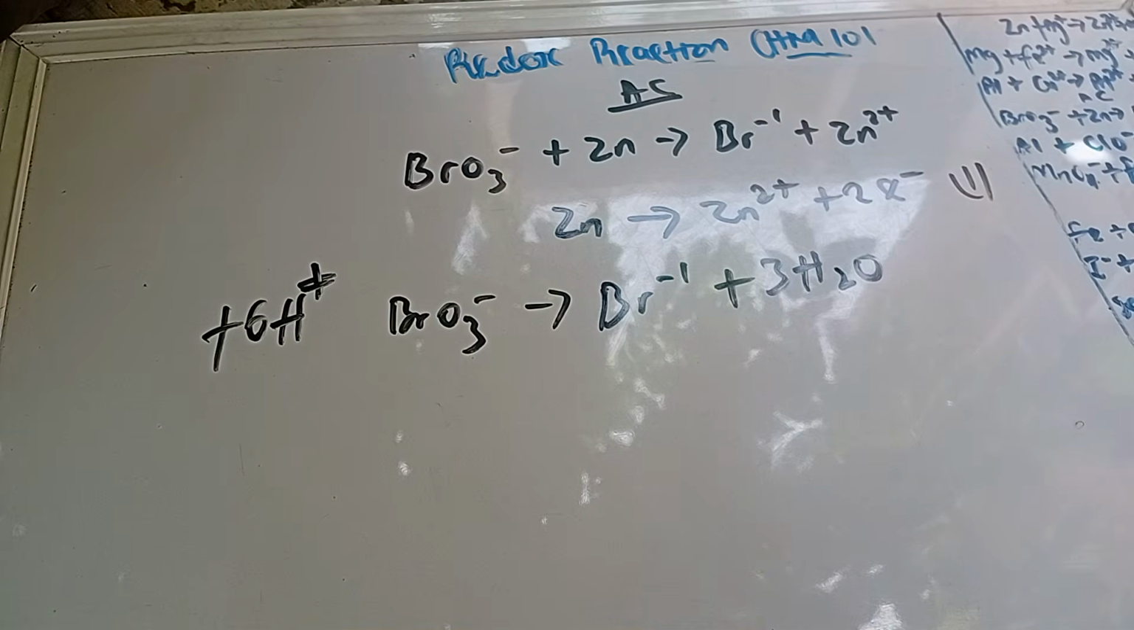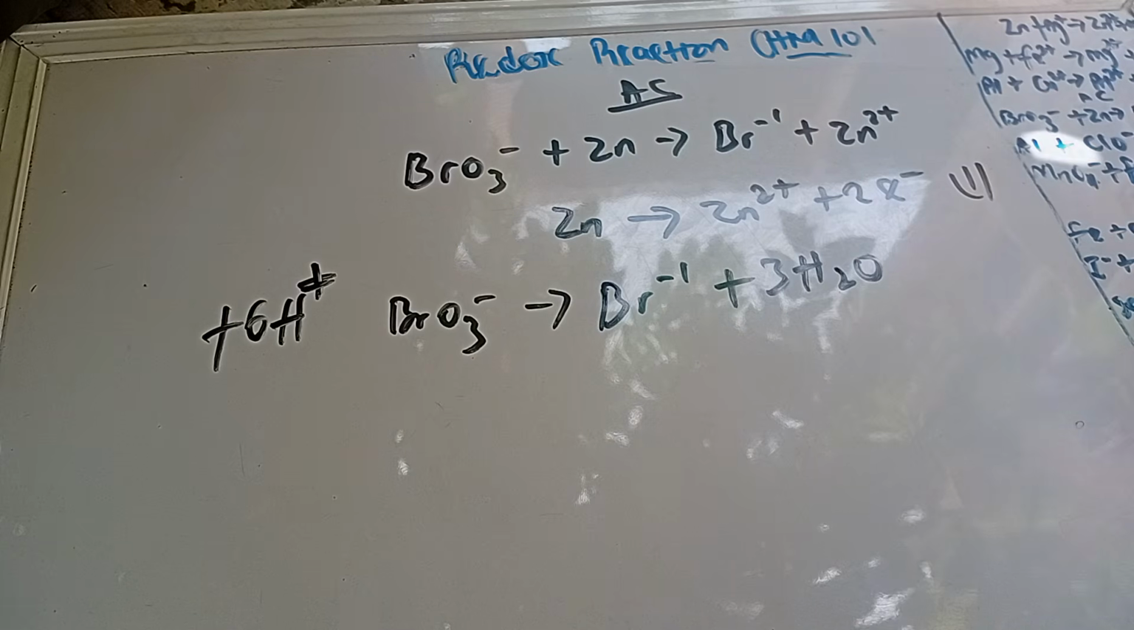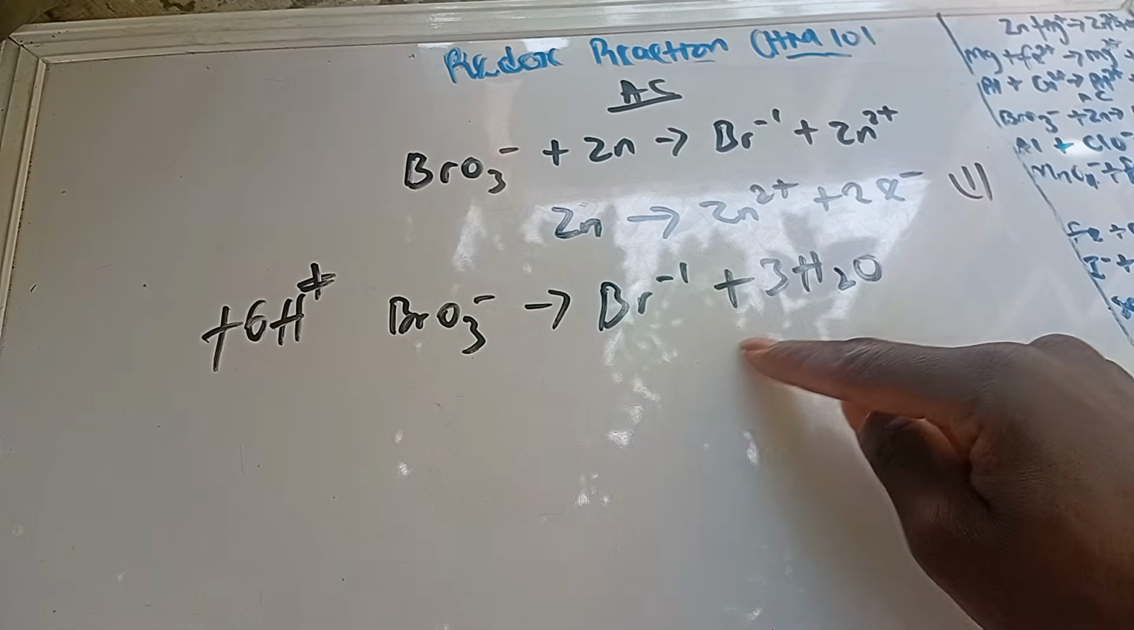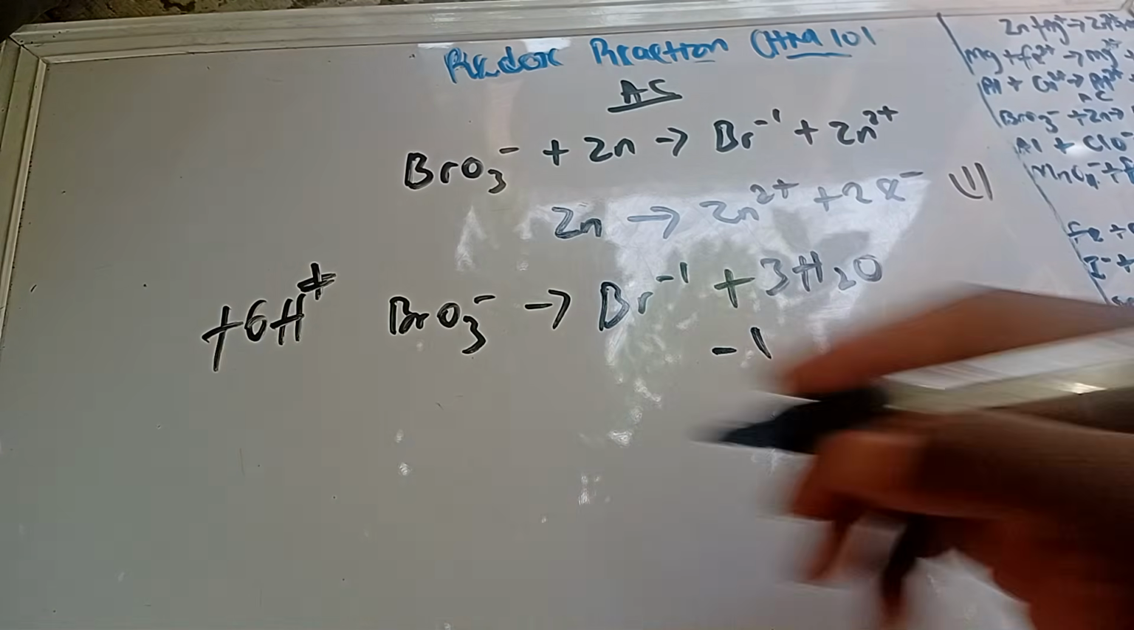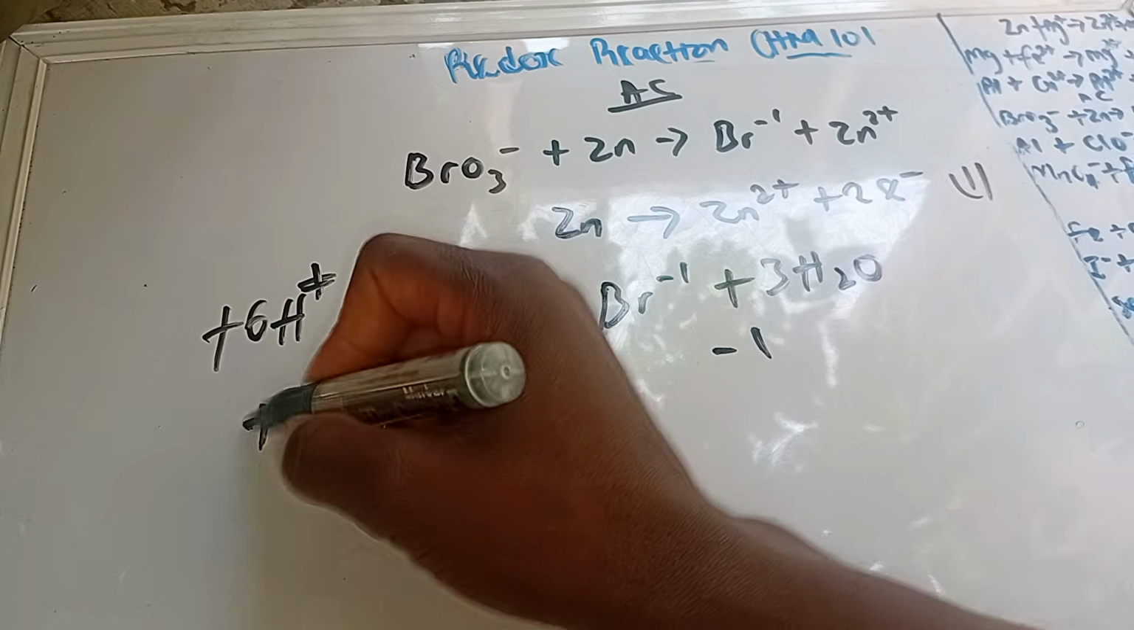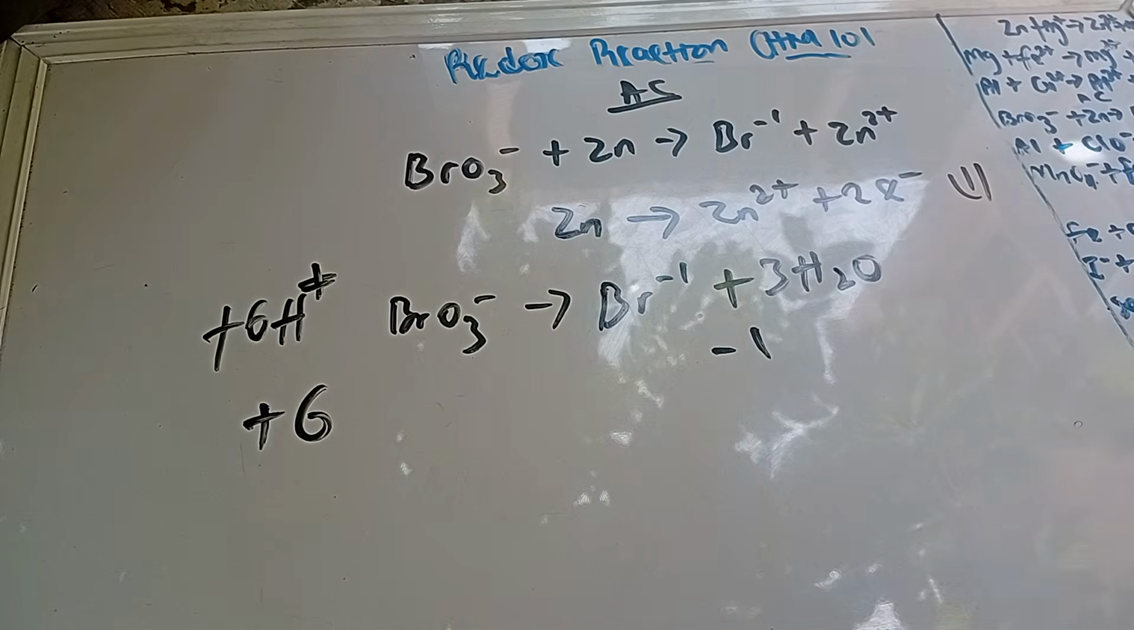So now we have balanced the atoms. Now it's left for us to balance what? The charges. Are we together? So how many charges do we have on the right side? Just minus 1. How many charges do we have on the left side? That's 6 plus 6. So how do we make them equal?